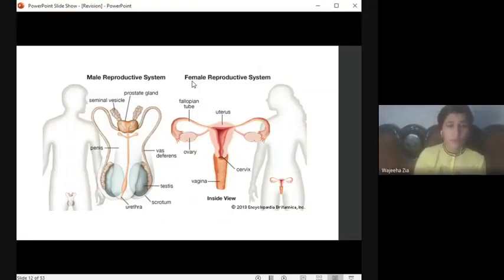Now, if we talk about the male reproductive tract, it consists of the scrotum. The testicles are connected with the prostate gland with the help of the ducts.